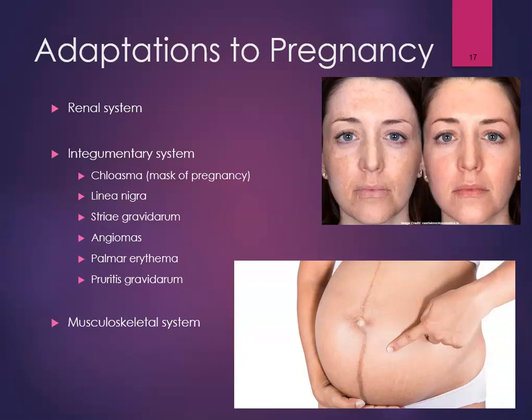The striae gravidarum is your stretch marks. Not everybody gets them, but they do tend to be genetic. Angiomas are like your spider veins, not considered concerning. Palmar erythema, they'll get redness of the palms of their hands and the soles of their feet. And pruritus, it's very common to have just itching related to pregnancy, especially across the abdomen.